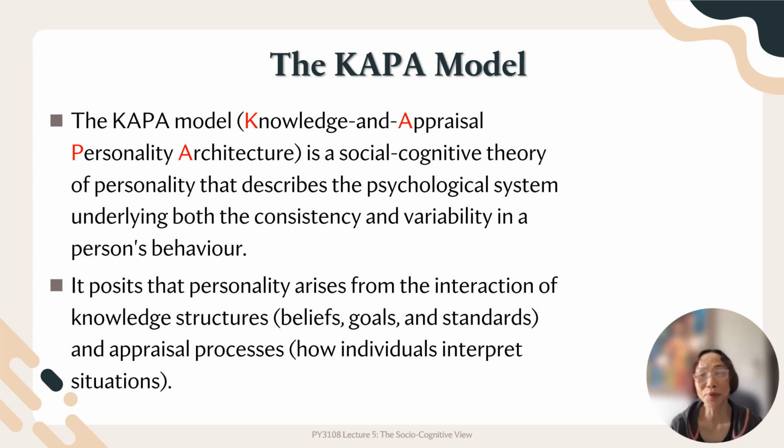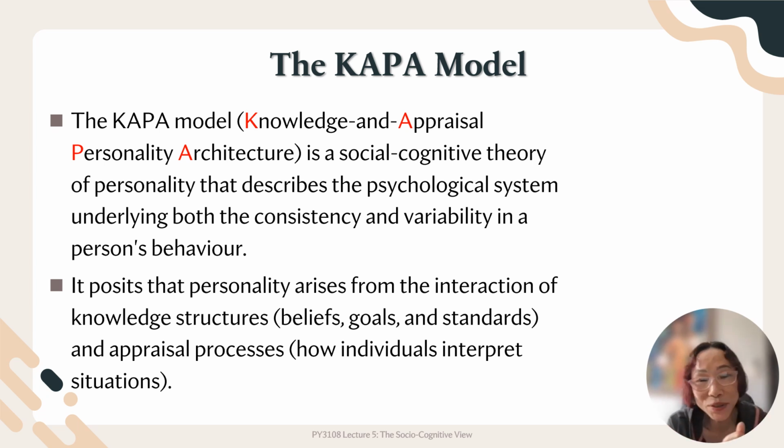The KAPA model of personality is one of the most important contributions by the social cognitive theory of personality. The full name of this model is Knowledge and Appraisal Personality Architecture, which means that knowledge and appraisal are the most important concepts in this model. Through the knowledge and appraisal process, the personality of a person is architected.